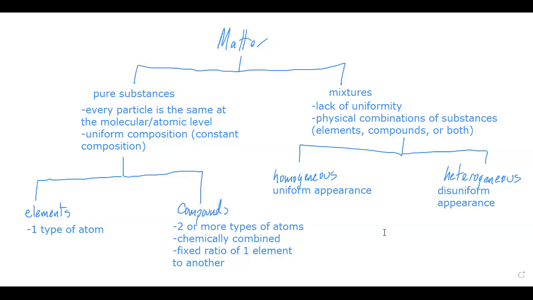Heterogeneous mixtures lack uniform appearance. We're talking about things like a garden salad, for example. You make a garden salad, you've got lettuce, you've got tomatoes, you've got cucumbers, you've got some other stuff. Throw them all into a bowl, mix them together. I can still pick out, hey, look, that's lettuce, that's cucumber, that's tomato. It's easy to see all the different components.